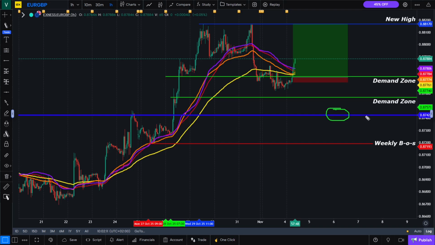to retest the previous days. This would now be the daily demand. After taking this, I do want to see it come down to test this and then start going to the upside. So with that being said, traders, this would be a beautiful trade if you did follow it to the pip, or if you did follow the weekly forex forecast and you did try to get into the market with this.